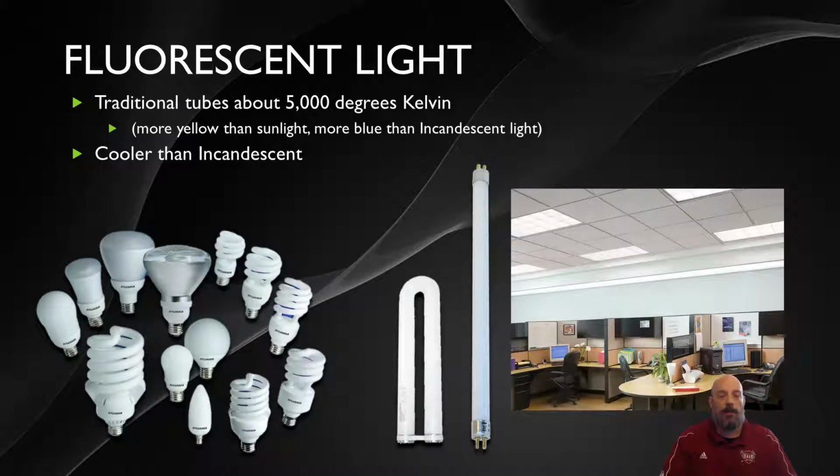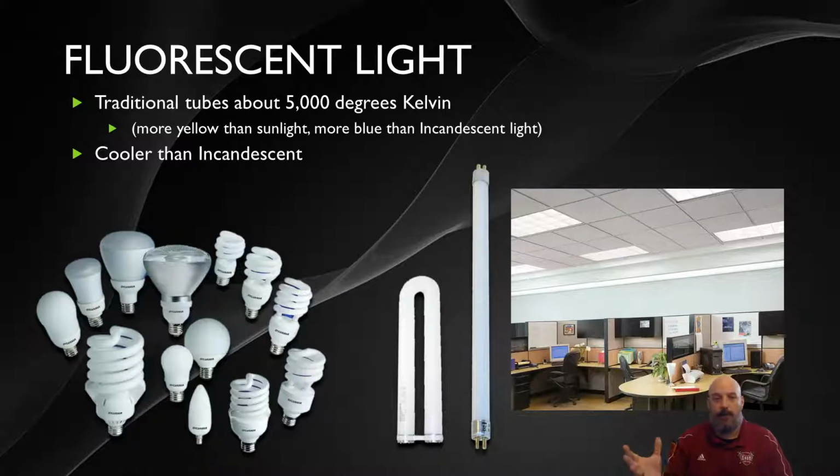Now, we talked about incandescent, so this is another type of light that is commonly seen and used. These are called fluorescent lights. Traditionally, they're in the 5,600 degrees Kelvin range. They're more yellow than sunlight, but also more blue than incandescent. So when you're looking at the incandescents, you have the yellowish orange.